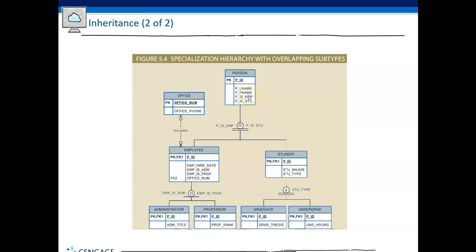Now, you would implement it in the database. You probably have a person database, maybe not a table. Maybe you just have the employee and the student. That's going to vary how you implement it. But the point is that all employees will have a P name, a PF name, a P is imp, and a P is Stu. They will have all these attributes. All employees will, and all students will also have all these attributes.